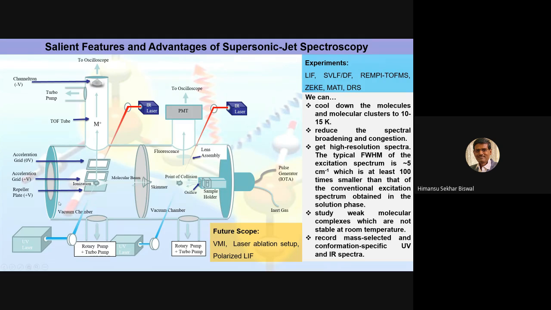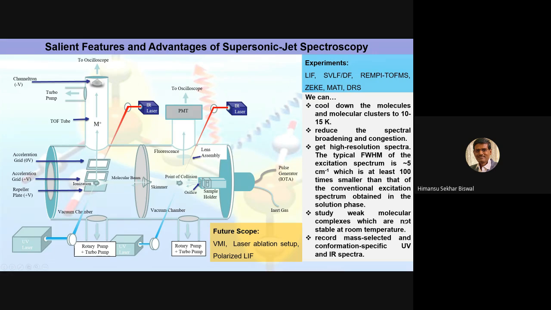Then you have the skimmer, everything. Okay, so this is the experiment. What we can do in our experiment is cool down the molecule to 10 to 15 Kelvin, reduce the spectral broadening and congestion, and get high resolution. The full width half maximum is over 5 centimeter inverse.